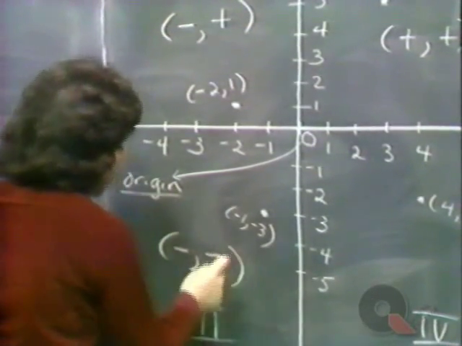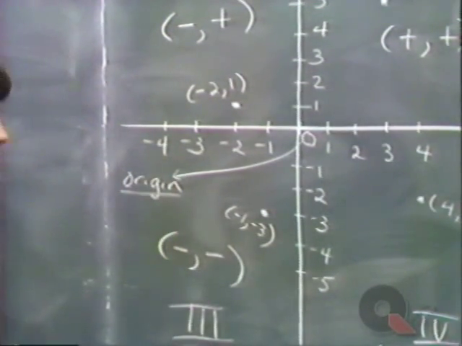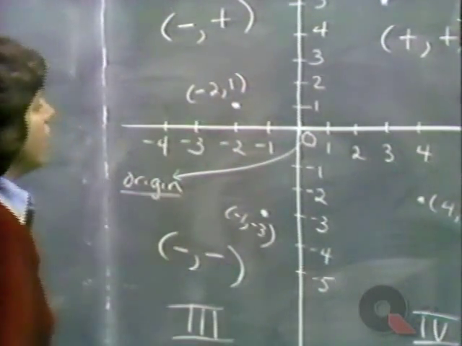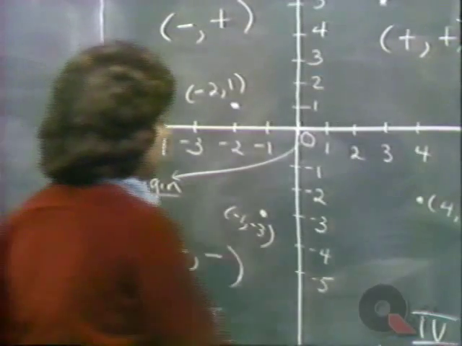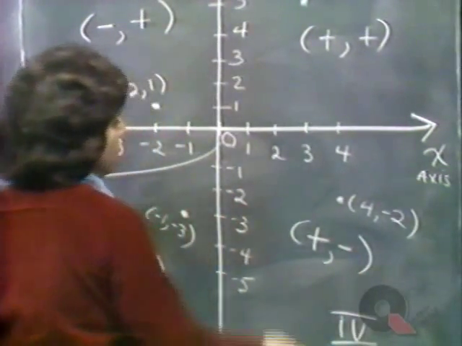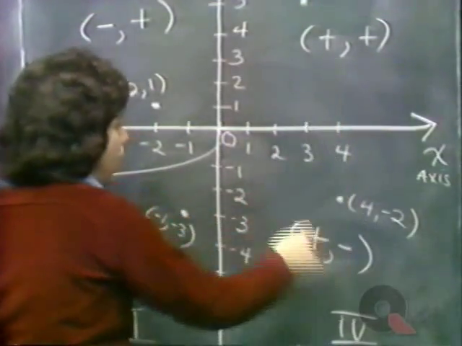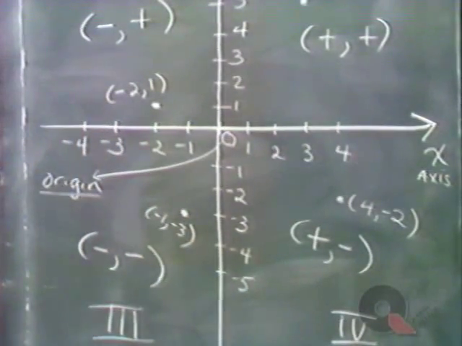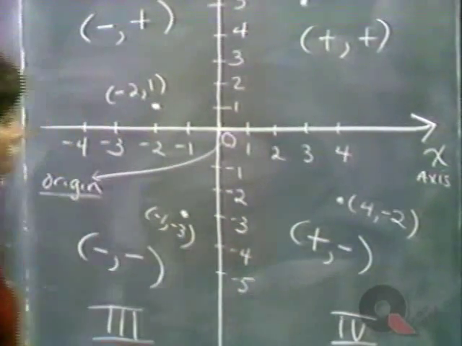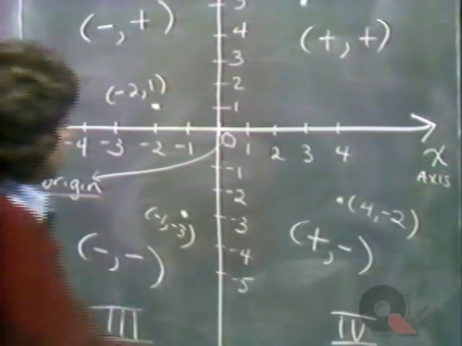In the third quadrant, the points will have negative x coordinates and negative y coordinates, because starting at the origin, you move to the left and down. And finally, in the fourth quadrant, you will have a positive x coordinate and a negative y coordinate, because you move to the right and down from the origin to get into the fourth quadrant. Okay, that takes care of the quadrants. Now, what about points on the axes?